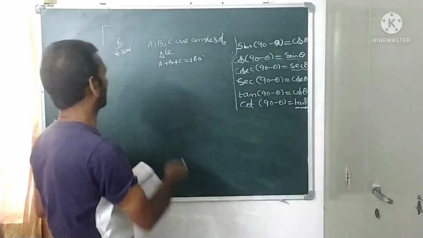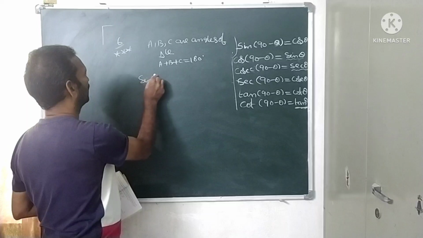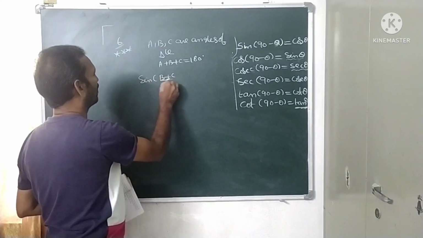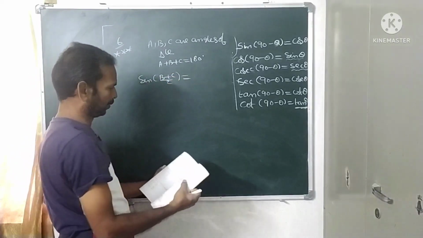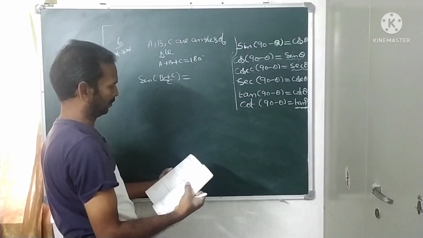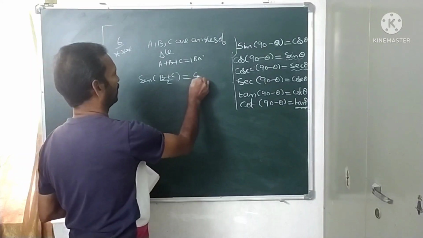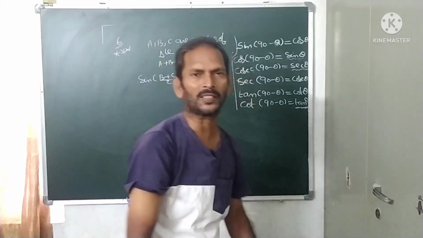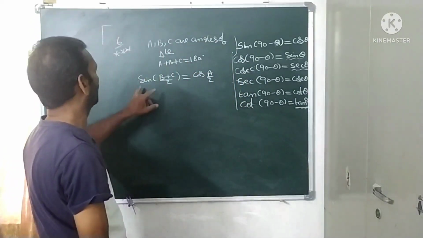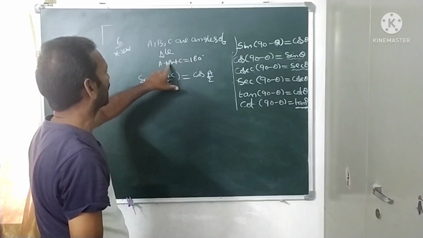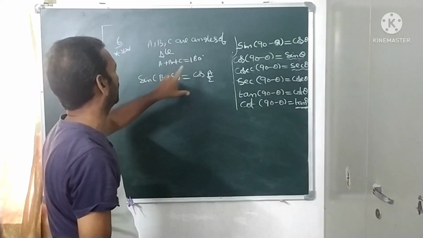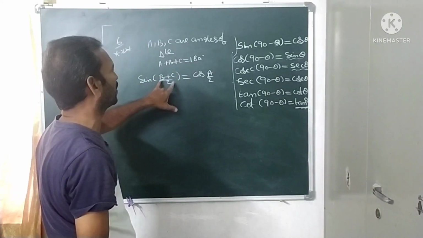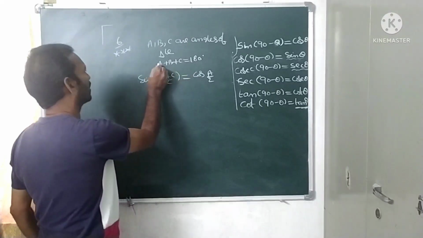Show that sin of B plus C by 2 is equal to cos A by 2. Very most important sum, so many times asked in exams. Okay. So what given for us? A plus B plus C is equal to 180 given. They are asking sin B plus C by 2 is equal to cos A by 2. This you consider again here.